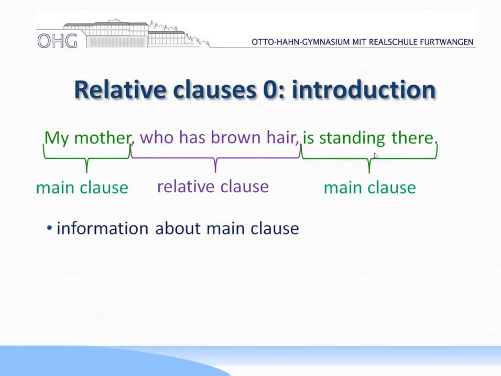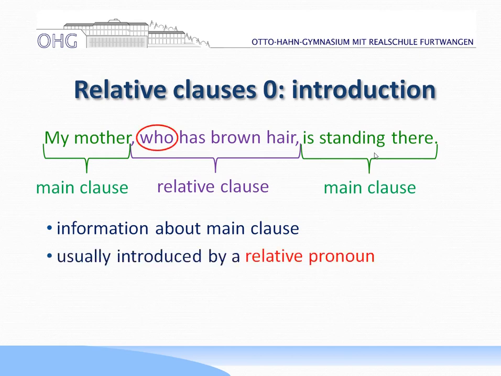And the relative clause gives information about the main clause. So in this case, "who has brown hair" talks about the mother. Okay, relative clause gives information about the main clause. And it's usually introduced by a relative pronoun, which is marked red here.